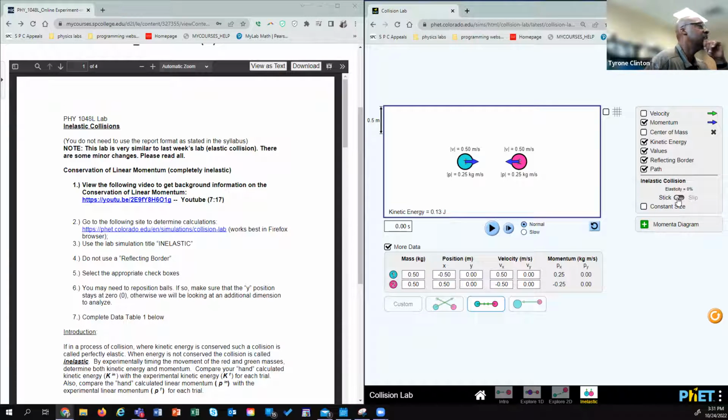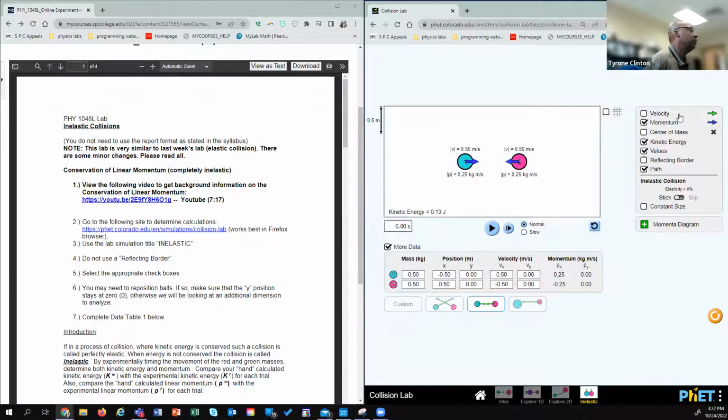You are going to select the sticking process of this. So you want this to say stick, so that these things stick to one another. And you don't want the reflecting borders up. You just want to see them bounce one time and then go off the screen.